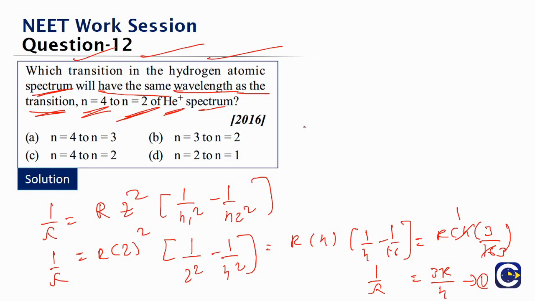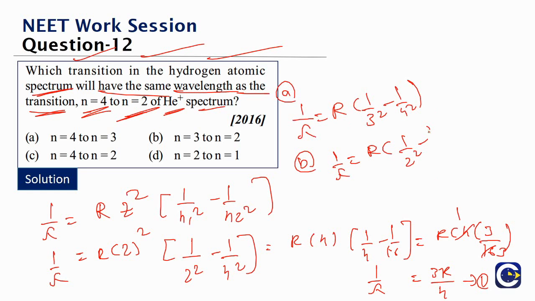So we are going to do this crude method. First option A: 1 by lambda is equal to R into, this is now hydrogen, so Z square will not come, 1 by 3 square minus 1 by 4 square. You can check here, the 1 by lambda will be coming different. It will not be coming as 3R by 4. Okay, we can check option B. Option B is 1 by lambda is equal to R into 1 by 2 square minus 1 by 3 square. Here also we will not have the same value.